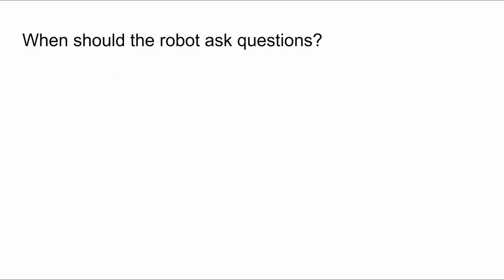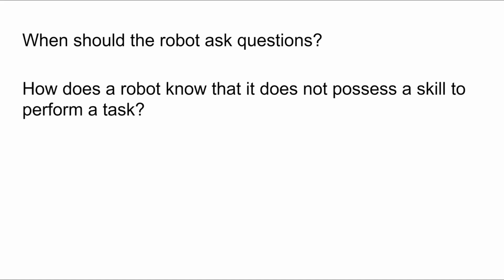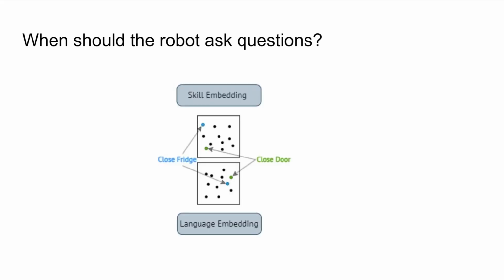When should the robot ask questions? More specifically, how does a robot know that it does not possess a skill to perform a task? We use a method that is inspired by active learning.